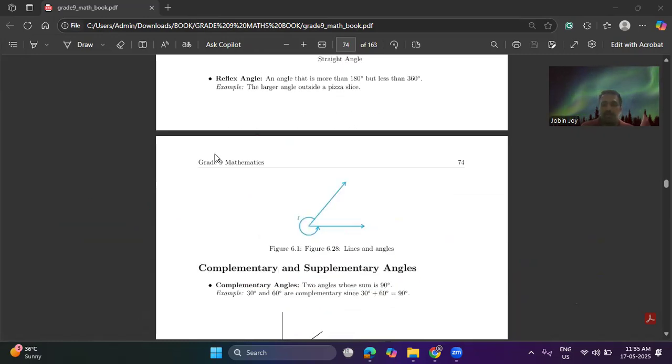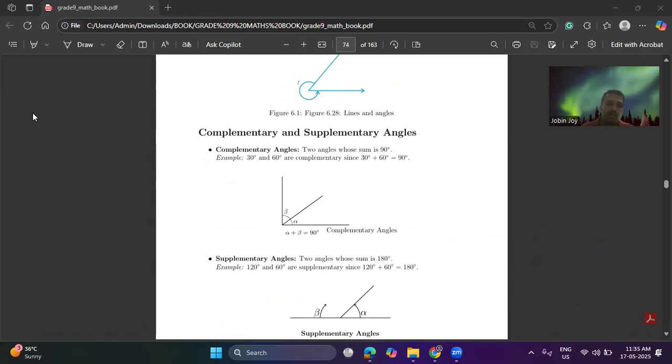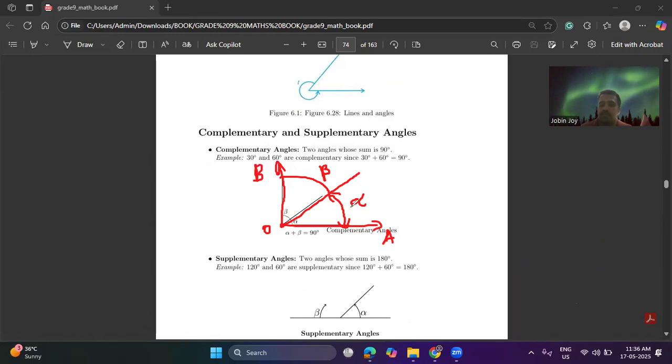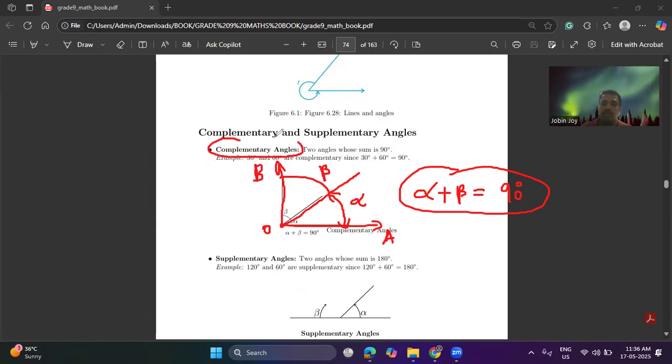Then coming to the next category called a complementary angle and a supplementary angle. Complementary angle means, again, this is our vertex O, this is our arm OA, and this is our arm OB. Okay, so this is another arm, and here this is one angle, this is another angle. I represented this angle as alpha and this angle as beta. When you add these two angles, alpha plus beta, if that is equal to 90 degree, then that angle is called a complementary angle.